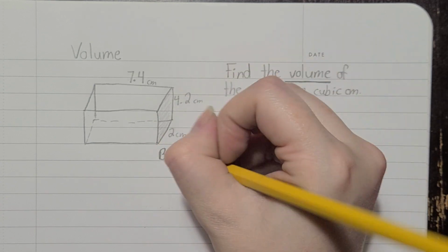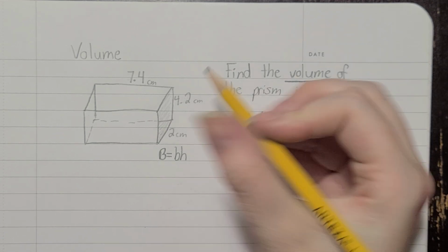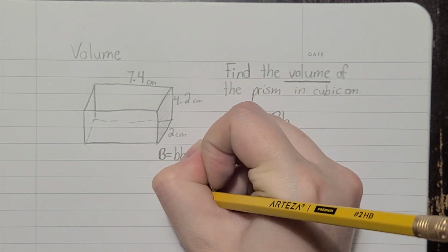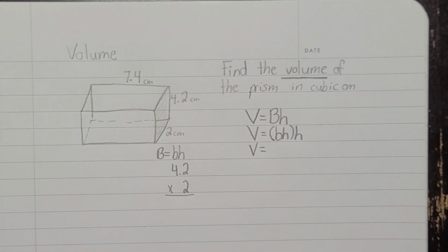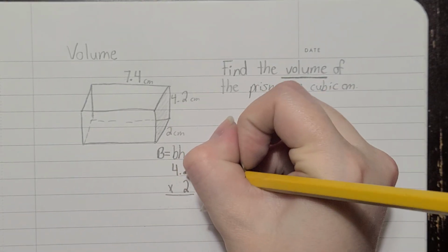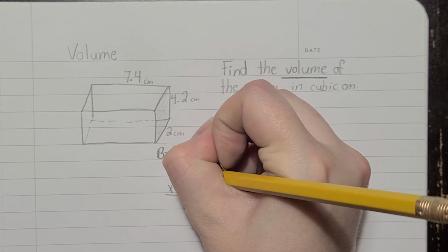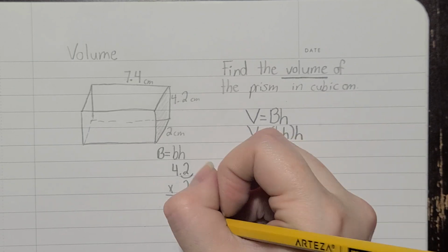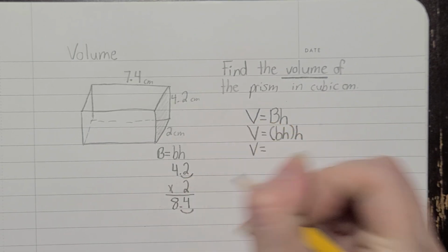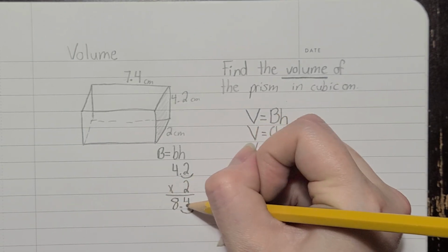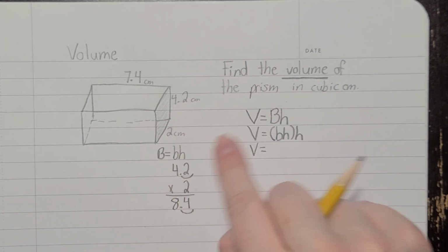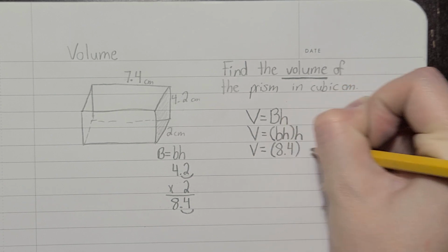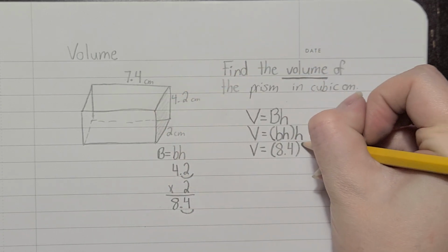What is 2 times 4.2? Go ahead and solve. I'm going to put the larger number on top, 4.2 times 2. Solve and see what you get. Okay, let's check. I know 2 times 2 is 4, and 2 times 4 is 8. I have one decimal point in my problem, so I'm going to move it 1 over in my answer. So far, I have 8.4 for my area of the base. So this is going to be 8.4 times my height of 7.4.